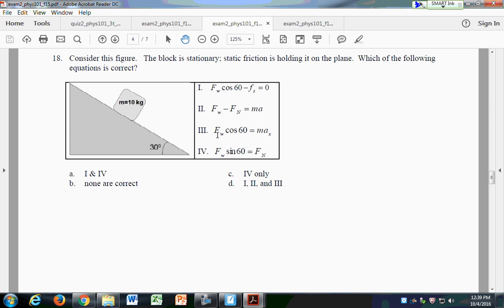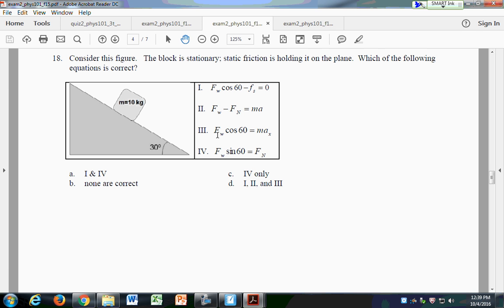Okay, like this one. So you'll definitely have one like this. I'll give you a block on an inclined plane. It'll either be stationary or it'll be accelerating up or down the inclined plane. And I'll give you some equations, and I'll either ask you to choose the correct or the incorrect equations. This one's asking for the correct. You can look at them if you know your inclined plane really well and pick out those that are incorrect. But it's probably better for you to write out the correct equations, and then you can compare all of them to the correct equations.